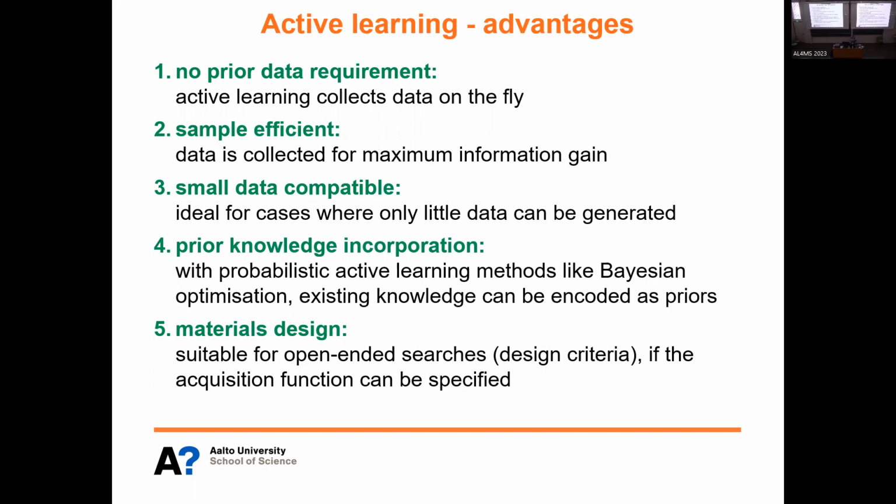When you are using these probabilistic methods, you can also encode your prior information to the search, which is pretty nice. And these methods are nice for open-ended searches where you basically want to optimize something, but it's really unexplored and you still don't know how far you can get.